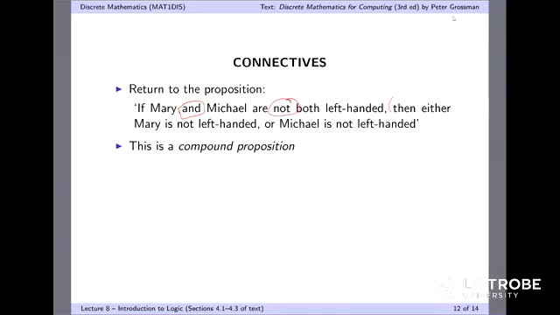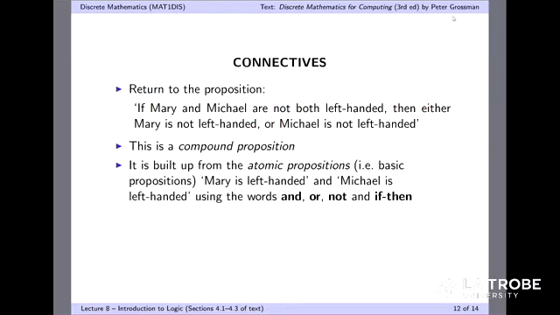not, then, if, or. So these are the words which connect a statement with another statement. It is built up from atomic propositions. Atomic means single. Mary is left-handed and Michael is left-handed, using the words and, or, not, if, then. Later we will not write them in words. We would write them in symbolic form. There will be specific symbols for them. We'll come to that. These words are called connectives.